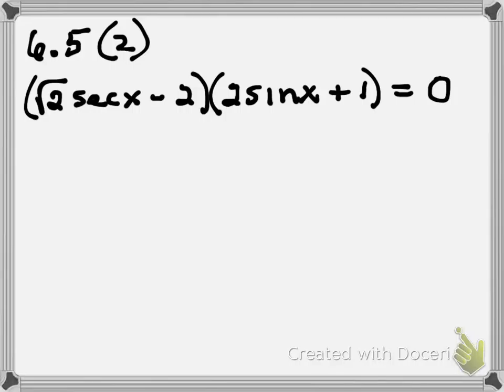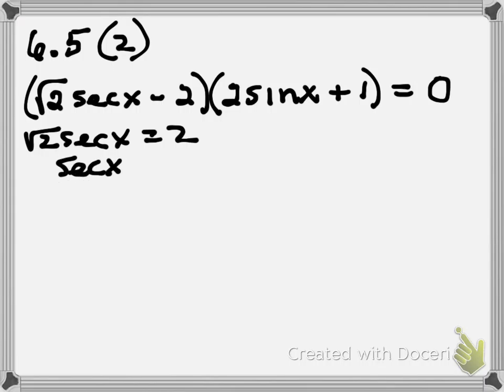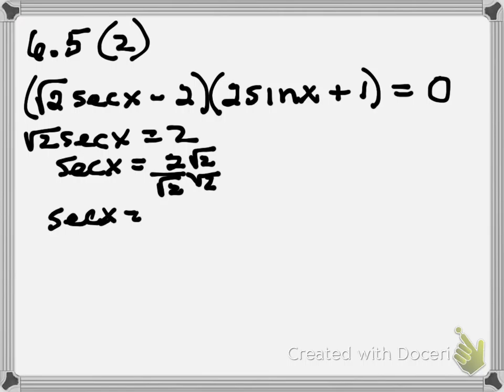Each of these factors equals 0. Square root of 2 secant x equals 2. Secant x equals 2 over the square root of 2, which you rationalize. So the secant of x is equal to 2 square root of 2 over 2, or just the square root of 2.